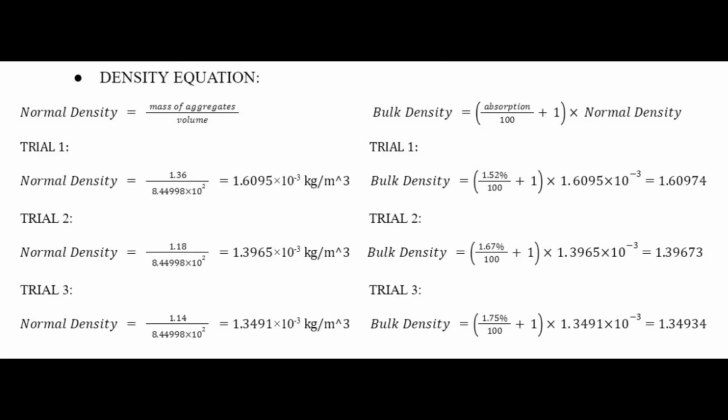The bulk density is slightly higher at 1.45194 kg per cubic meter, while the aggregate sample's typical density is 1.4517 times 10 to the power of -3 kg per cubic meter. The difference in this instance is negligible, indicating that the coarse aggregate sample has a low porosity.